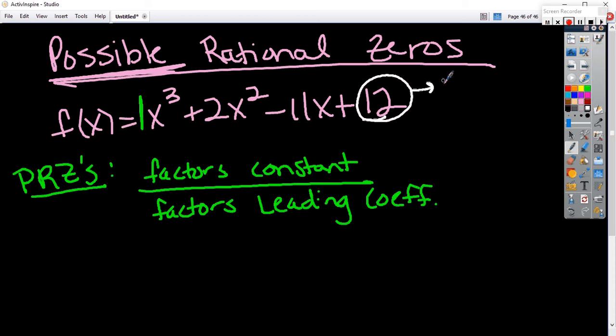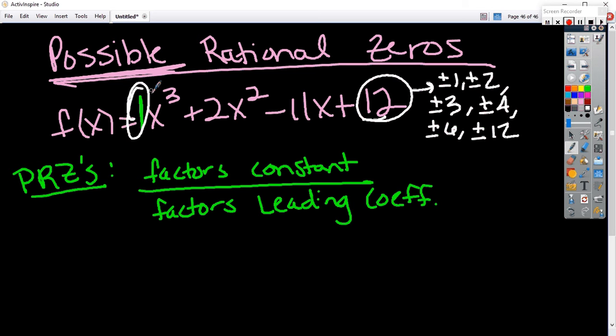1, 2, 3, 4, 6, 12. I'm going to do a plus or a minus because they could be both negative. 4. What else? 6. What else? 12. Are we all on the same page there? Now we do. But wait, this one is 1, so it's just plus or minus 1. 5 doesn't go into 12. Oh, my bad.